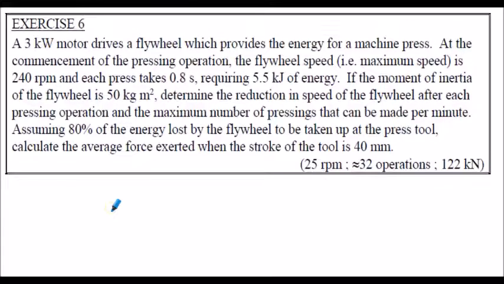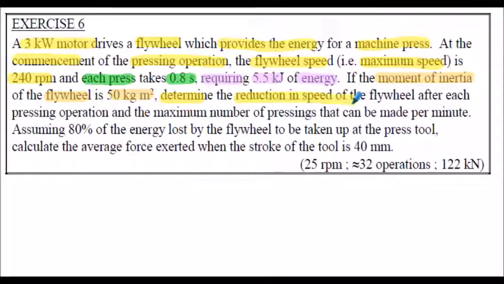Let's consider a flywheel question related to a variable resistance application. Exercise 6. A 3 kilowatt motor drives a flywheel which provides the energy for a machine press. At commencement of the pressing operation, the flywheel speed, it's called the maximum speed here, is 240 RPM. And each press takes 0.8 seconds to occur, requiring 5.5 kilojoules of energy. If the moment of inertia of the flywheel is 50 kilogram meter squared, we've got to determine the reduction in the speed of the flywheel after each pressing operation, and also the maximum number of pressings that can be made per minute.